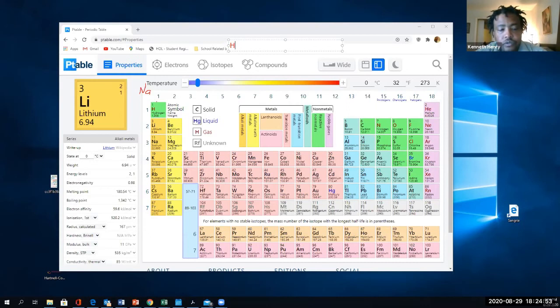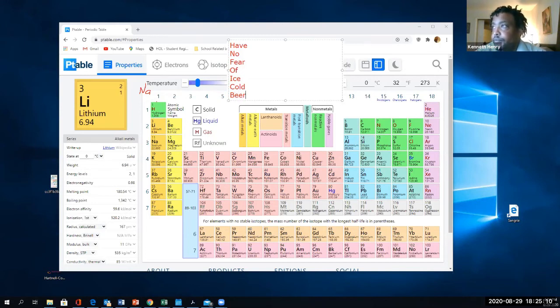The way I remember the ones that are diatomic: Have no fear of ice cold beer. Hydrogen, nitrogen, phosphorus, fluorine, oxygen, iodine, chlorine, and bromine.